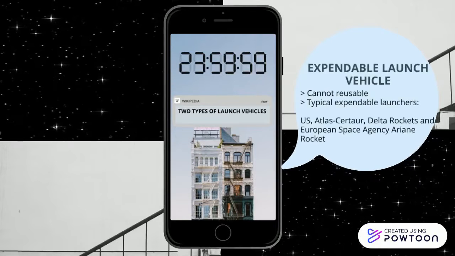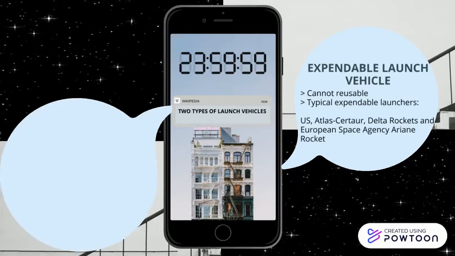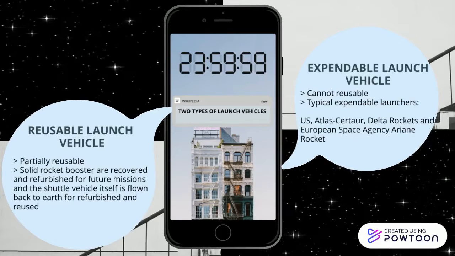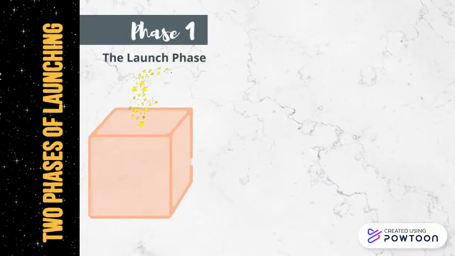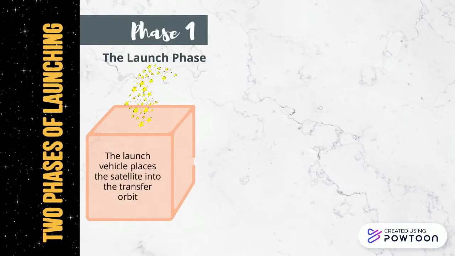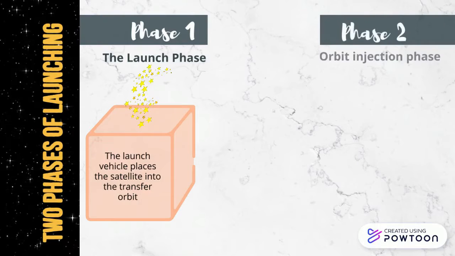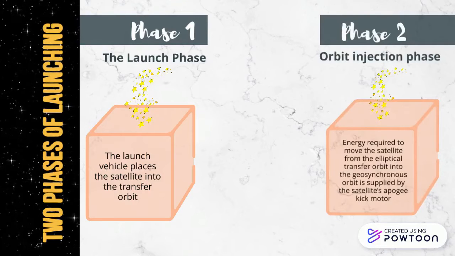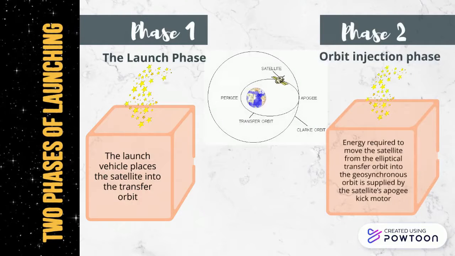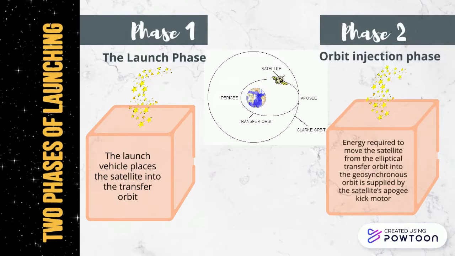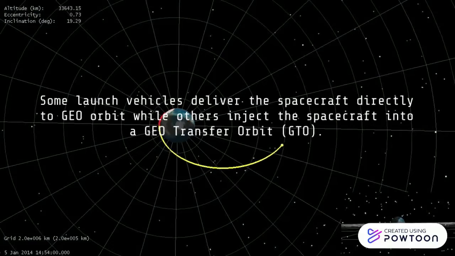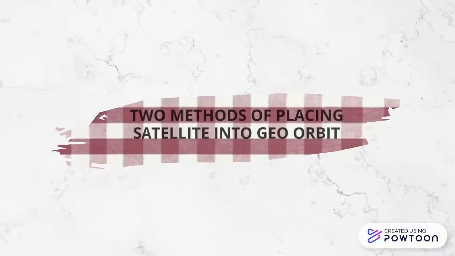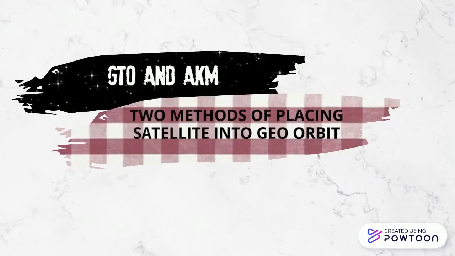Launch vehicles may be classified as expendable or reusable launch vehicles. The launch can be divided into two phases. Methods of placing a satellite into geo orbit.